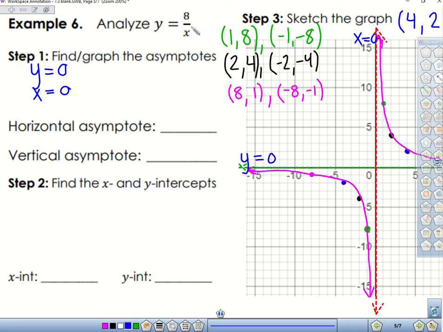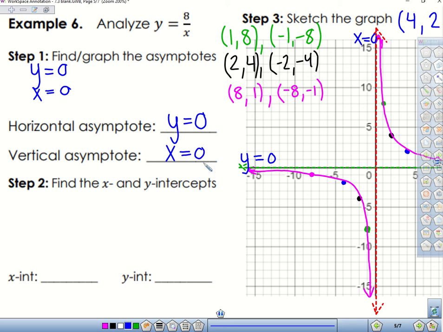Good. There's no h and k. There's no number being added or subtracted from x, and there's no k value being added or subtracted from the fraction. Does everybody see that? But there is an a value, of course. So the horizontal asymptote, I think I should have written it on this line, would have been y equals 0, and the vertical was going to be x equals 0.